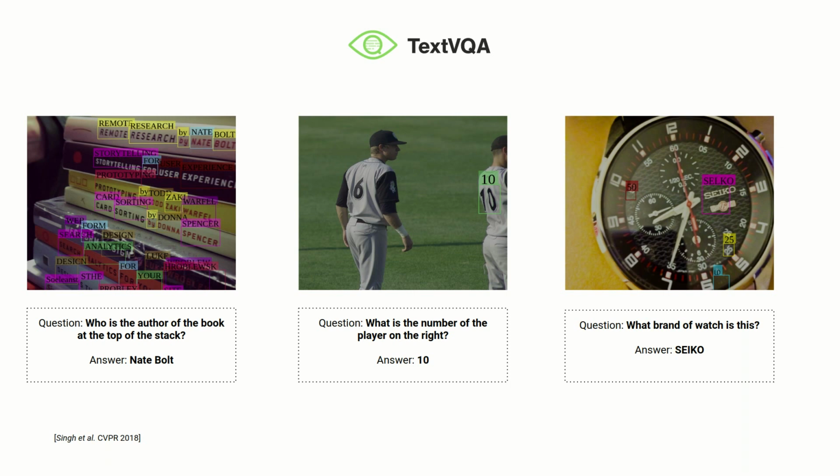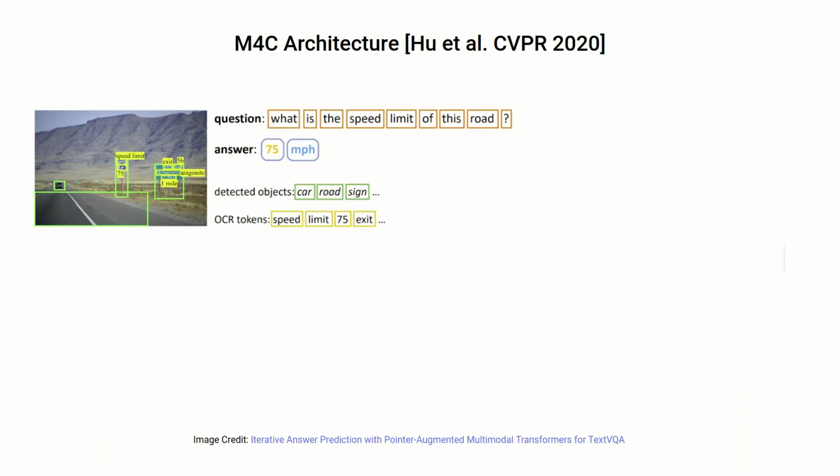Second, it has to look at the relevant text amongst the other clutter. Third, it has to also decide whether the answer can be generated only by viewing the words that are detected in the text or does it need any additional vocabulary. To solve this task, recently the M4C architecture was proposed.